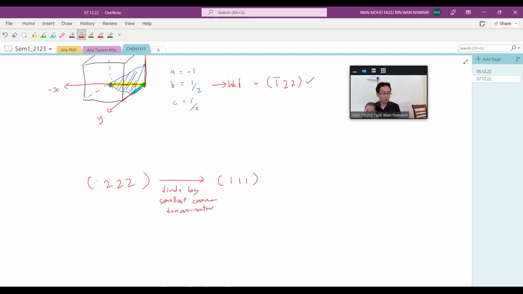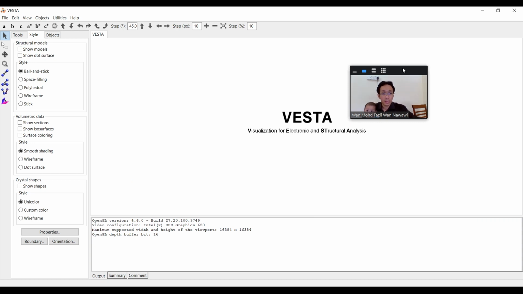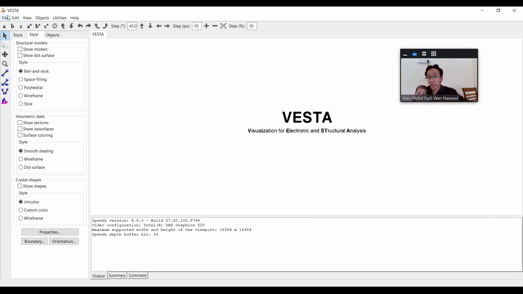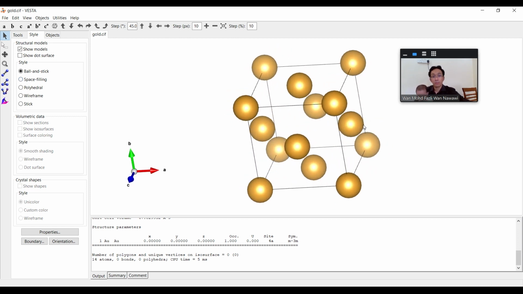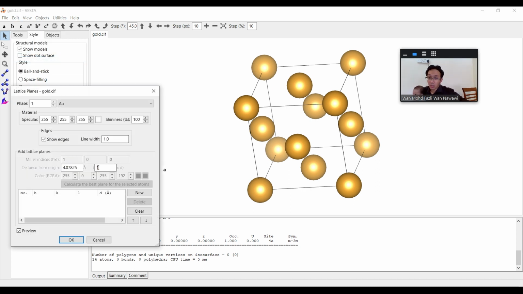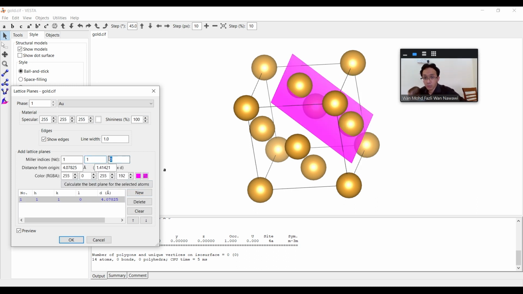So what does it mean here? It means that plane 2 2 2 is basically the same as plane 1 1 1. To give you the idea, let's show this in the software. Let me open gold. Okay, so we can see this gold. Now let's say I want to take a plane 1 1 1. So I go to lattice plane, take this new, and put 1, 1, 1.